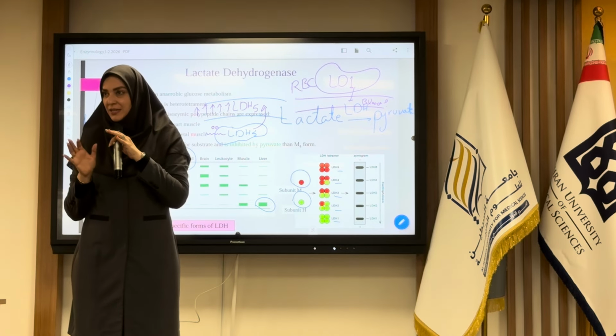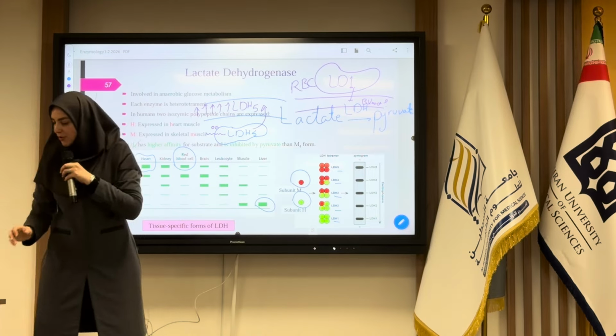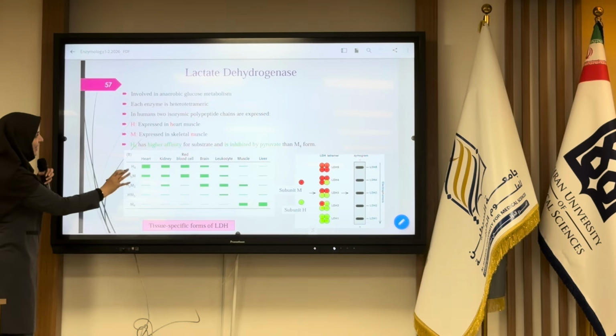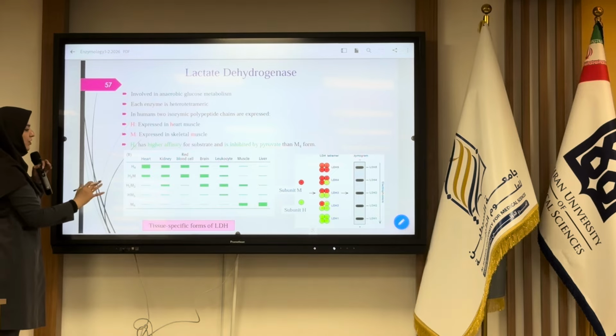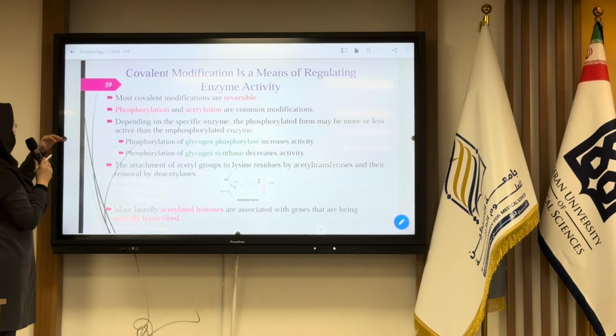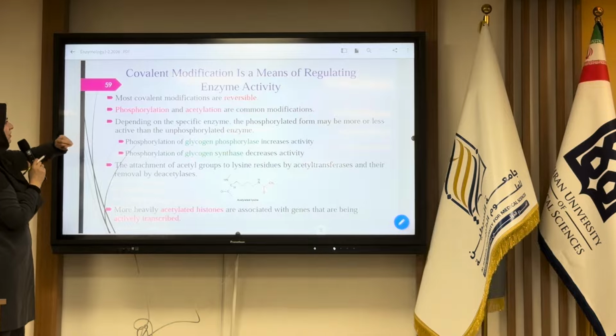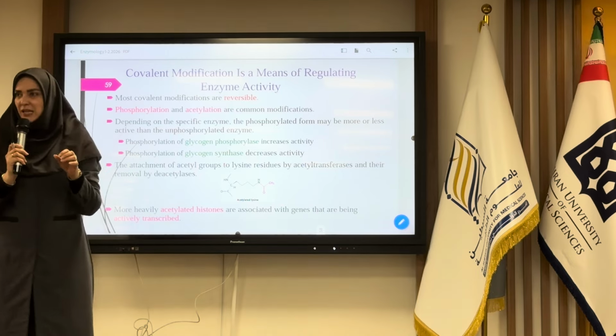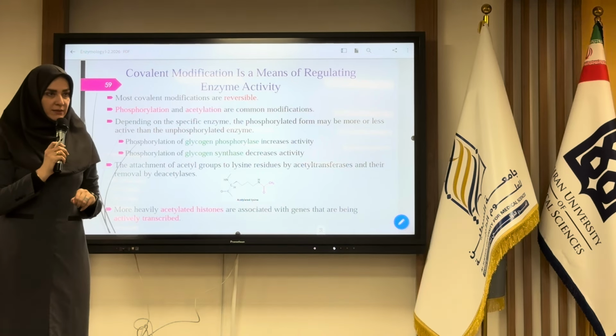Is it clear? This is the concept of the isoenzyme. The details are not important, okay? Just understand the concept. About the covalent, about 10 slides are remaining. If you agree, I can continue, okay? Because maybe 15 minutes, okay?